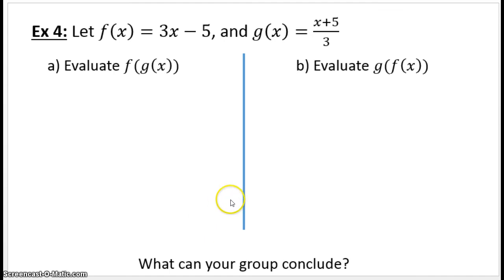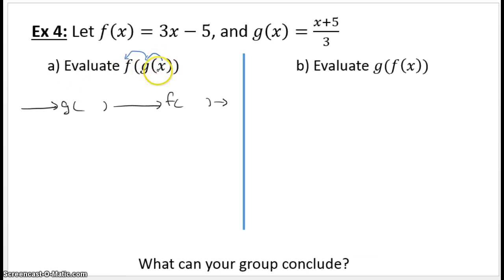Now for the next example, we can also evaluate these composition functions without any real values. If we look at this roadmap again, here we start with x, we evaluate at g, and then evaluate at f. So if I were to draw it out, I begin with something, I evaluate at g. Whatever I get there, I evaluate at f, and that becomes my answer.